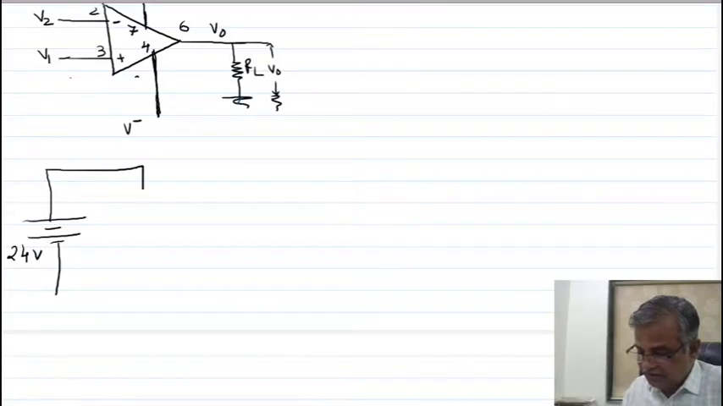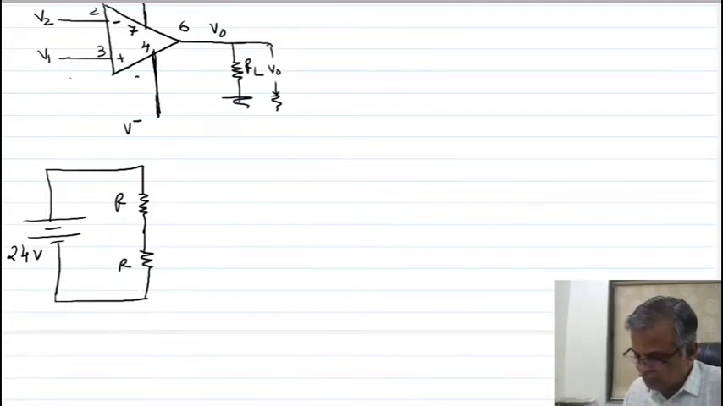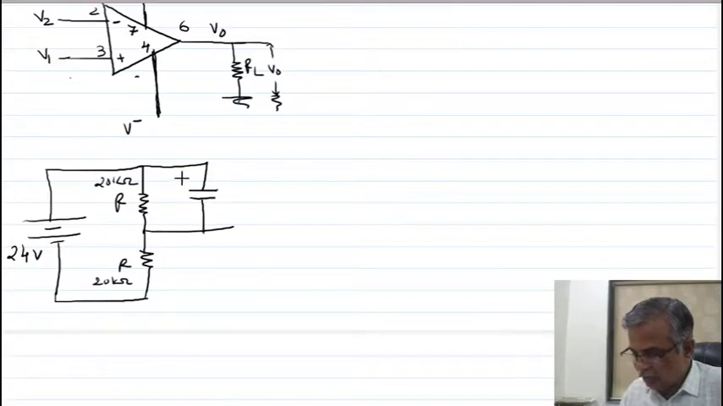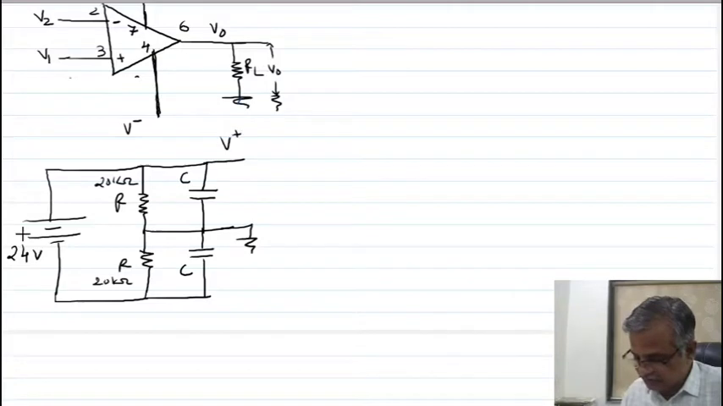If I make the connections parallel to two resistances of the same, higher value, say 20 kilo ohm, 20 kilo ohm, then if I connect a capacitor here of the order of 5 microfarad, then I can get V plus, which is nothing but V by 2, and here I will get V minus, which is nothing but minus V by 2.